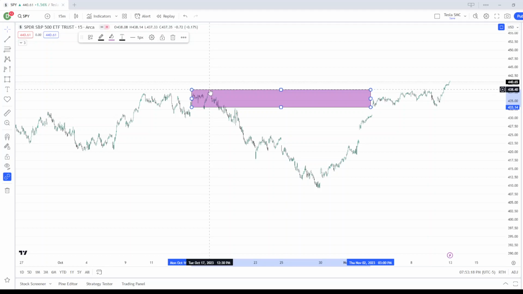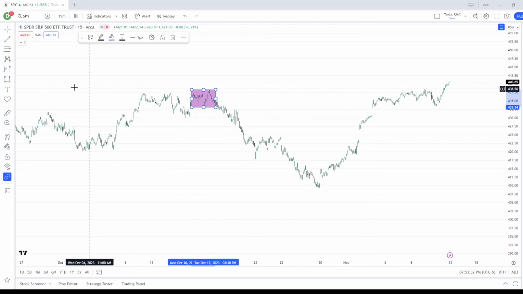So market maker buy model just means that we're going to be seeing a reversal off a bottom, and we're going to take a high. And that can be a shorter time frame high, like on the 15-minute chart. That's fine if that's the chart you're looking at. But what I want to show here is that we have consolidation.